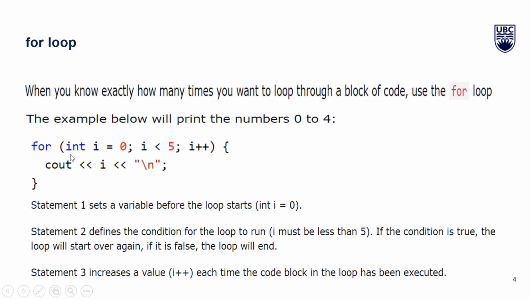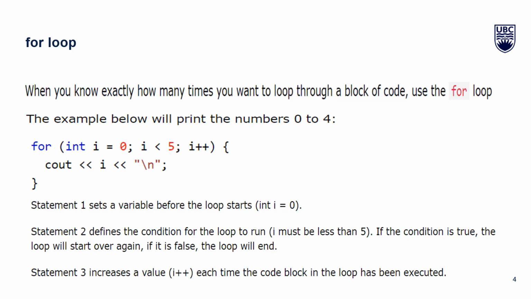So we will write for integer I equal to 0. This is our first statement. This statement sets a variable before the loop starts, and we execute this statement one time before the execution of our block of code.